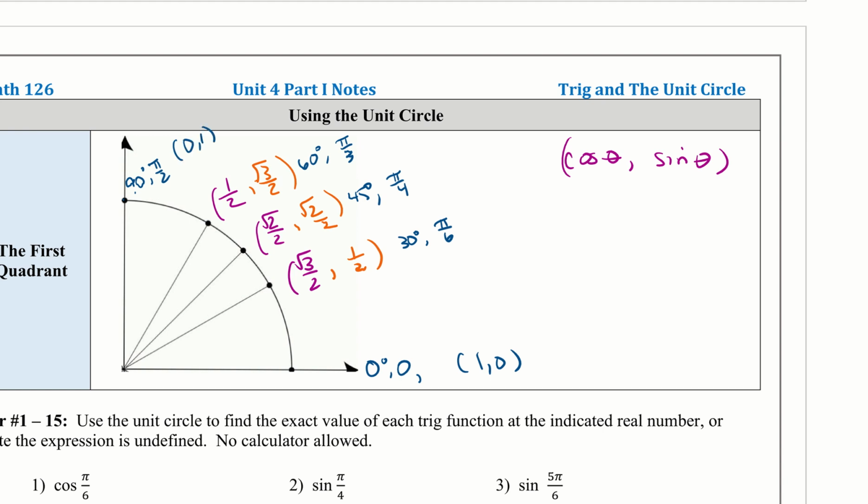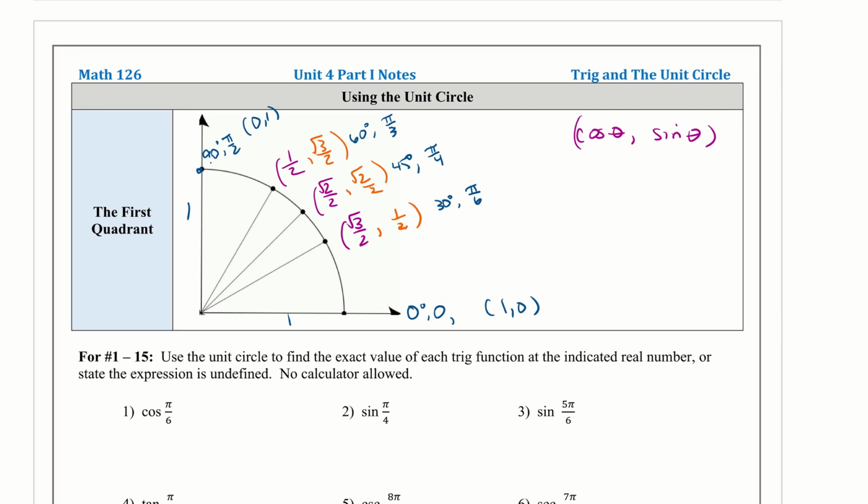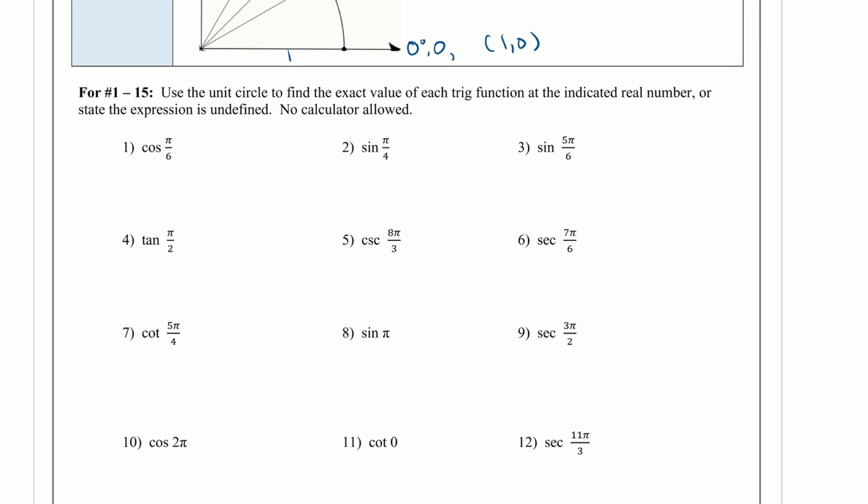And if you just think about plotting something with a radius of 1, I think you'll be able to get those. And then once you've got that first quadrant, you can go ahead and reflect things to get all of the other quadrants. But if you memorize this one, you're going to be in a pretty good place.